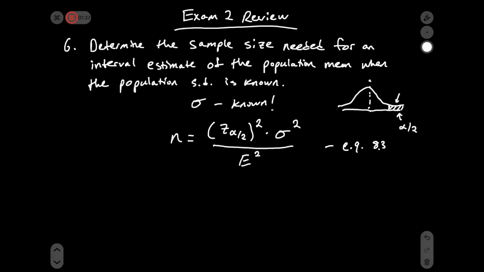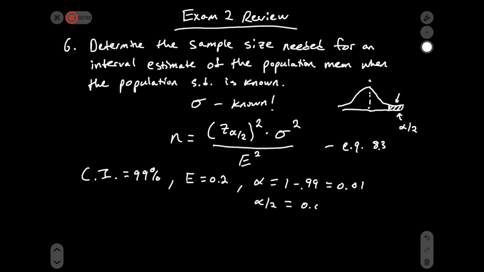So suppose that we are asked to do this for a 90% or 99% confidence interval, rather, that we have a margin of error equal to 0.2 again, and an alpha equal to 1 minus 0.99 equals 0.01. Okay. And so our alpha divided by 2 would equal 0.005.